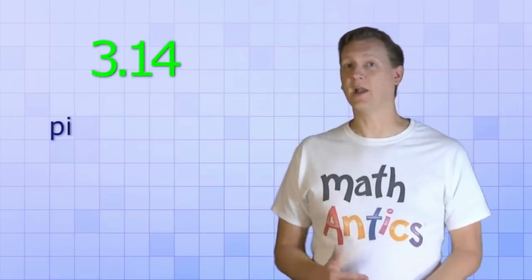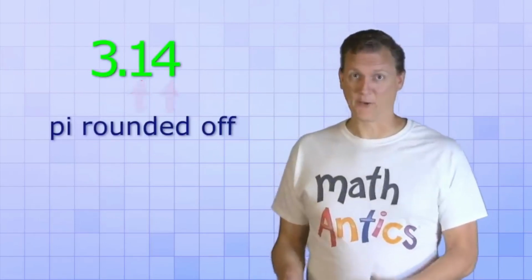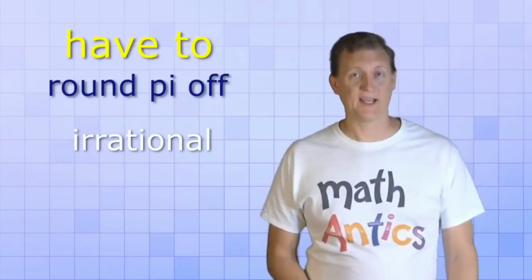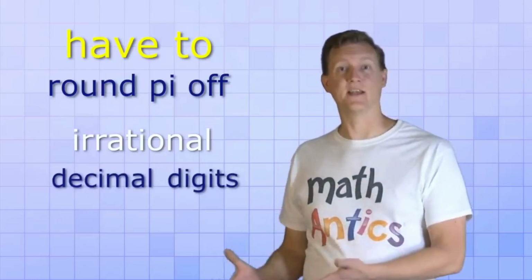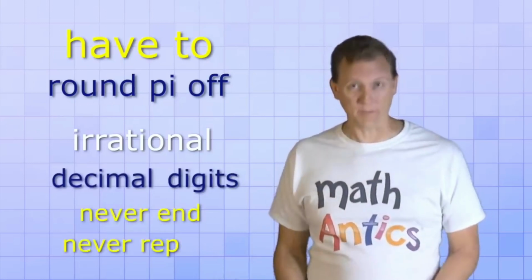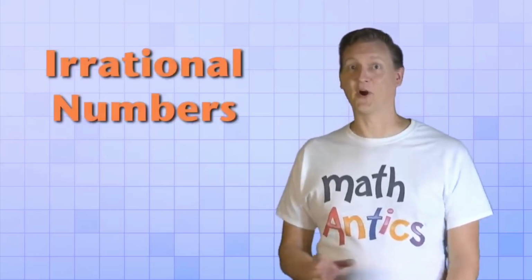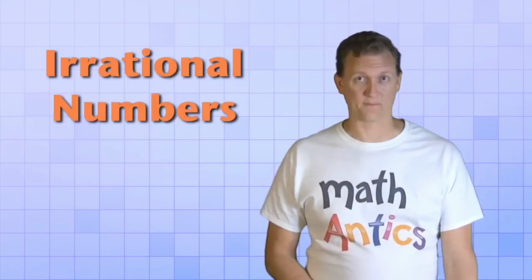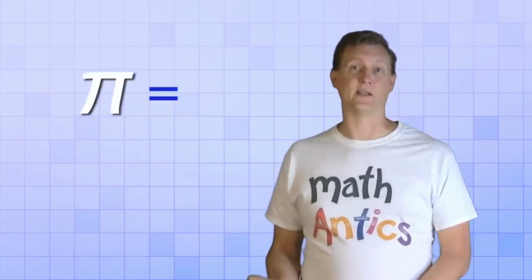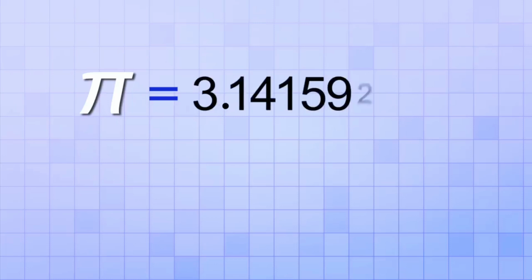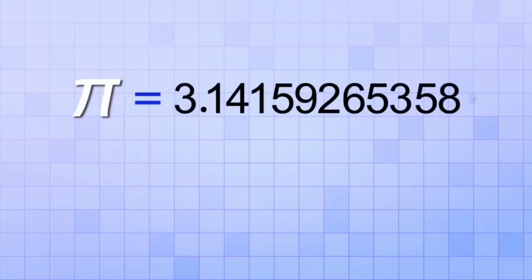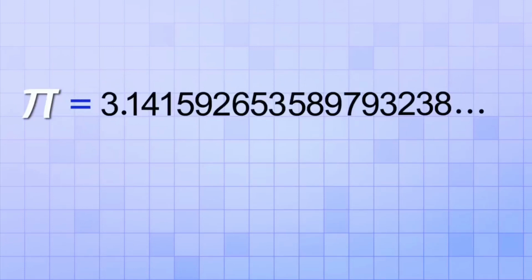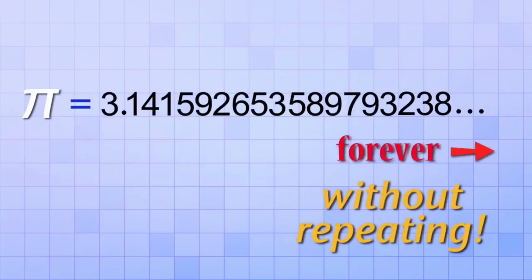3.14 is really just pi rounded off to two decimal places. And we actually have to round pi off because it's a type of number that's called irrational. An irrational number has decimal digits that never end and never repeat. Yes, irrational numbers are confusing. But seeing some more of pi's decimal digits will help you understand what I mean. To be more precise, pi is 3.14159265358979323846, and the decimal digits just keep on going forever without repeating.